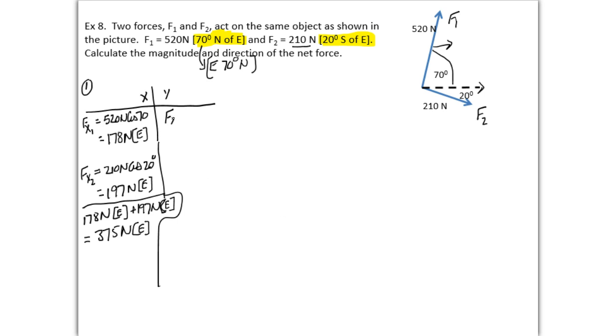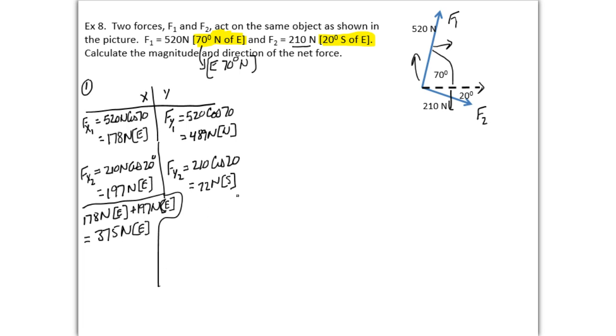The same or similar steps to get the Y. So I have this force here. How much is actually headed north? So it's the force that's applied, sine of 70. And that's 489 newtons north. And for the second force, direction here is south, so keep that in mind. So it's 210 newtons. It's only going 20 degrees south, so not a lot of this force is actually headed south. Alright, so there is 72 newtons headed south.